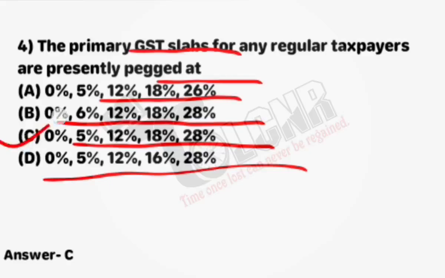C option is correct, 0%, 5%, 12%, 18%, 28%. The primary GST slab for any regular taxpayers are presently pegged at 0%, 5%, 12%, 18%, 28%, right?